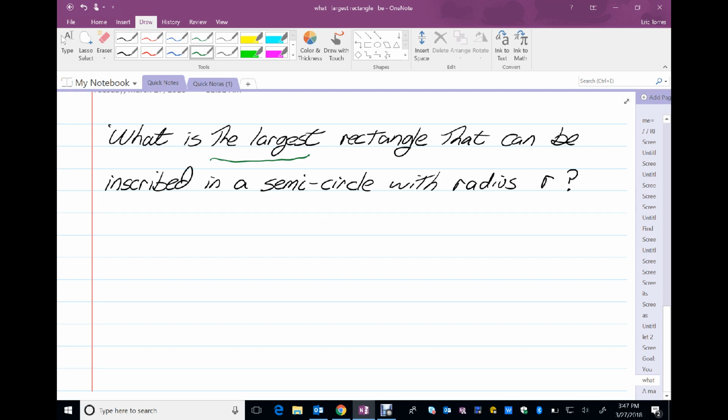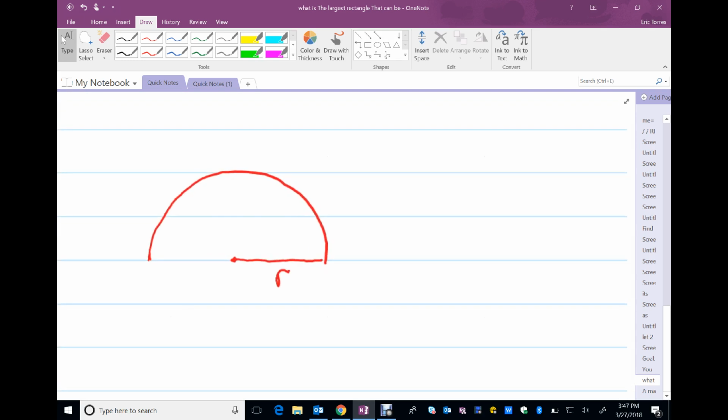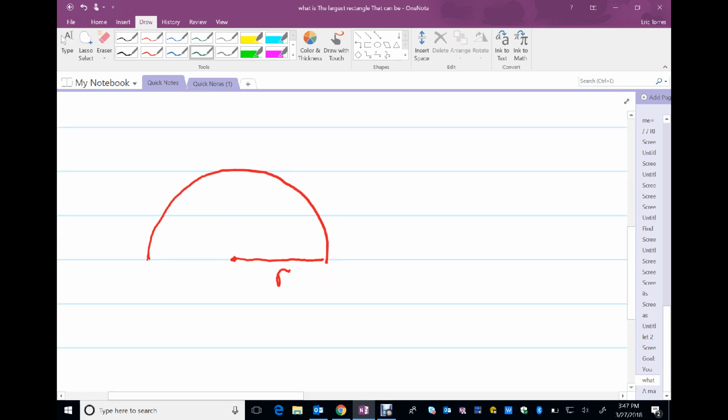So let's get started. I'm going to draw a circle first. Do the best I can for a half circle, and radius r. And I'm inside of that. Let's make this a little bit larger. I'm just going to put a rectangle inside of here, and I'm not making any assumptions about how big to make it. I'm just drawing one to represent a rectangle.